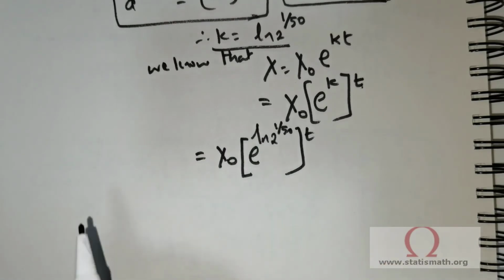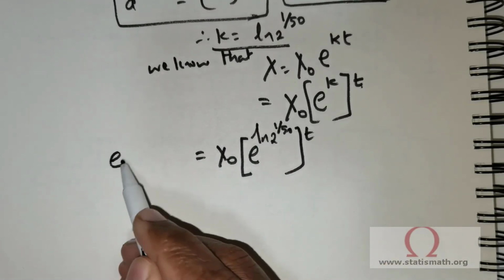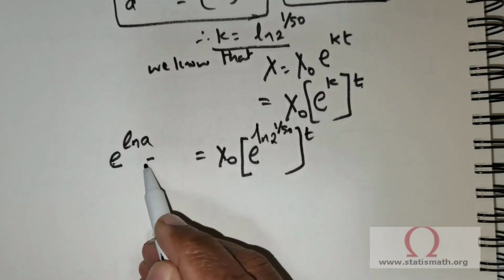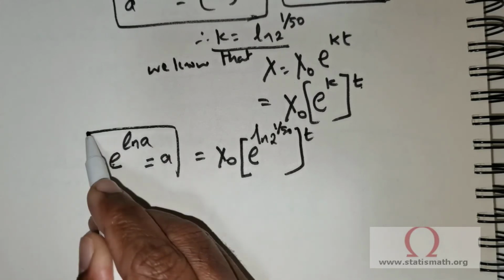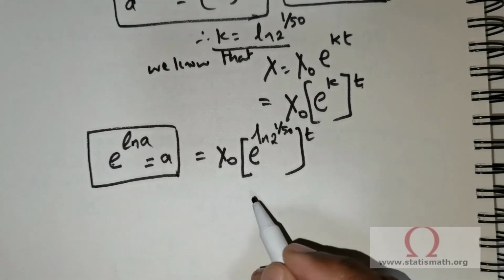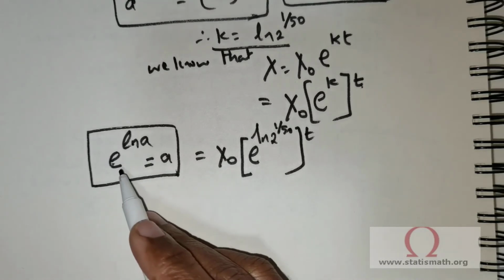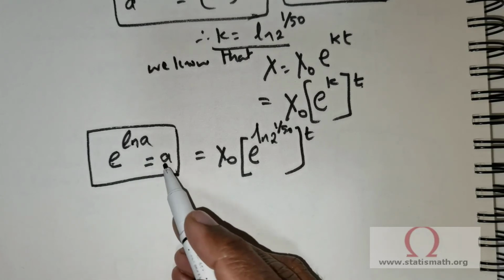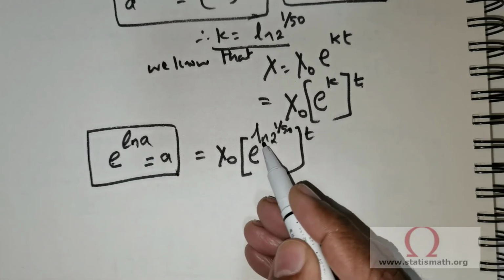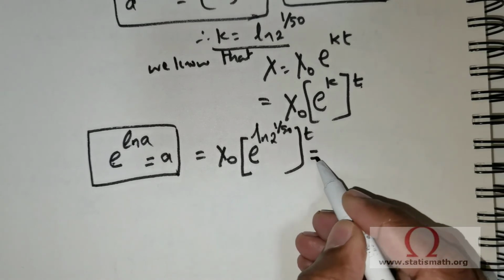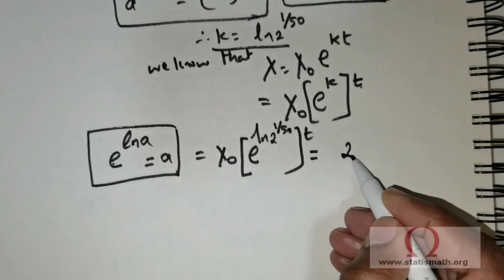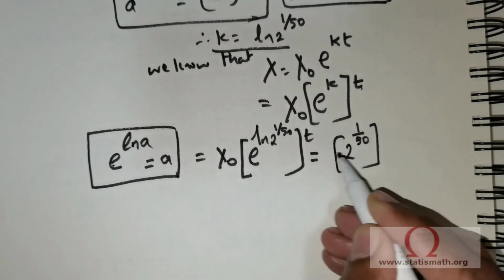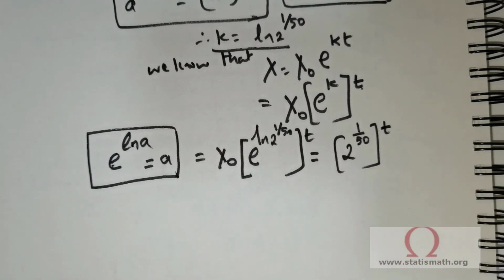Now you got to know one important concept, that is e raised to the power ln a, the e and the ln get cancelled, you will get a. So using this concept where e raised to the power ln a, the ln and the e get cancelled, giving you a, I would be left with 2 raised to the power 1 over 50, and that is raised to the power t. So this is what I've got.